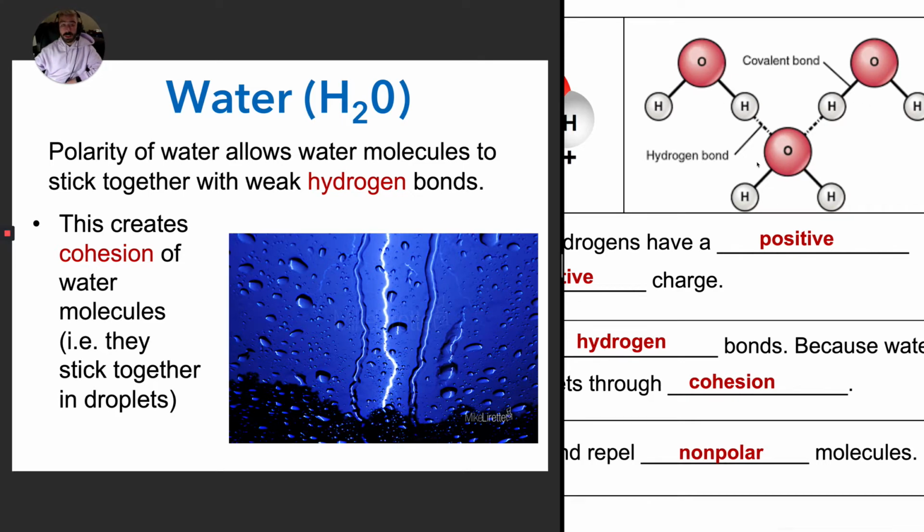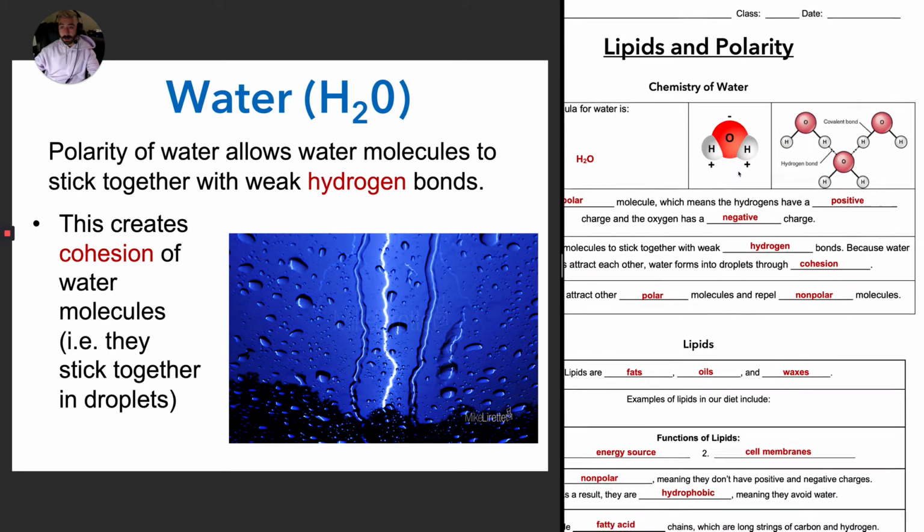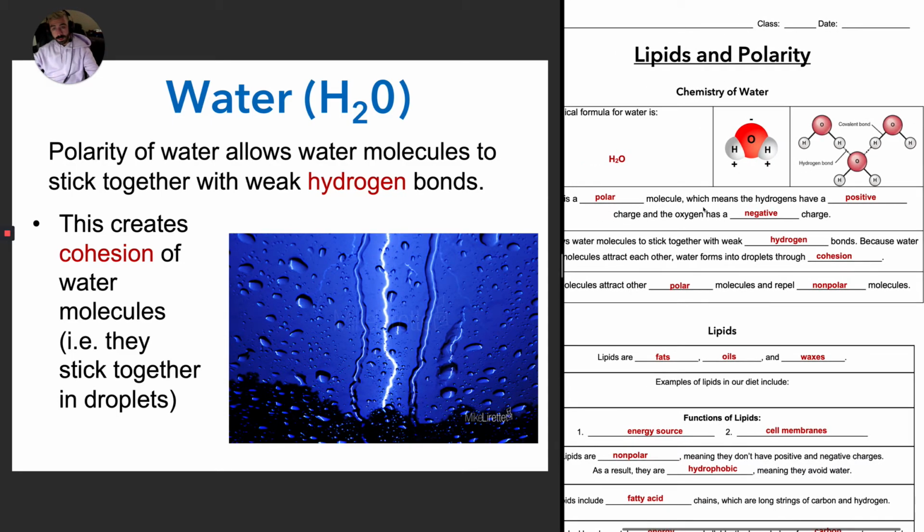There's two kinds of bonds. There's covalent bonds, or these are the bonds that hold the molecule together, and there are these weak hydrogen bonds that connect the negative side of the oxygen to the positive side of other hydrogens. And these are just weak bonds that connect water molecules. They're much less strong than the bonds that actually hold the molecule together.